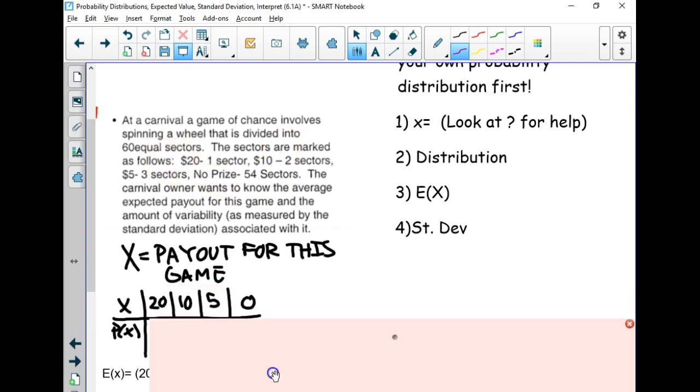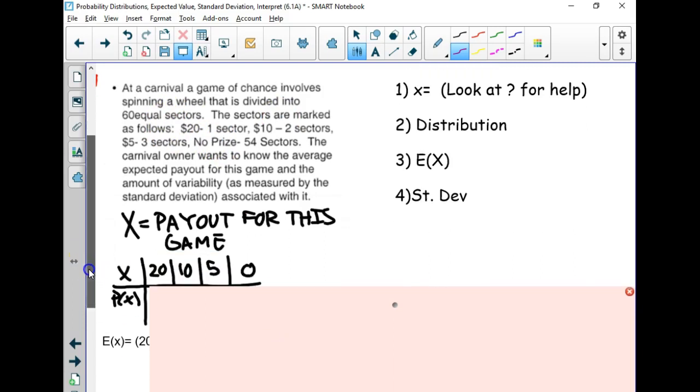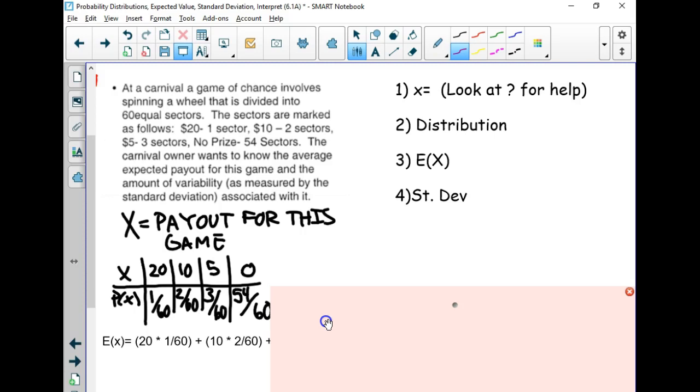So that's right there. Next, we have to figure out the probability. So you have to use what you learned from our probability units at the beginning of the year to figure these out. It's usually pretty basic, but I'll help you if it gets too difficult. The probability of $20 would be 1 sector out of 60 total sectors. So that's 1 out of 60. Then 2 out of 60, 3 out of 60, and 54 out of 60.